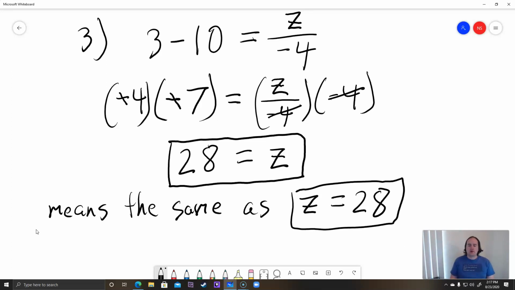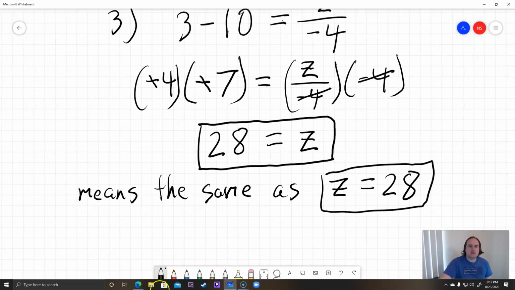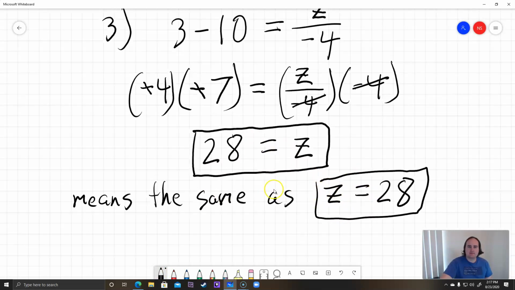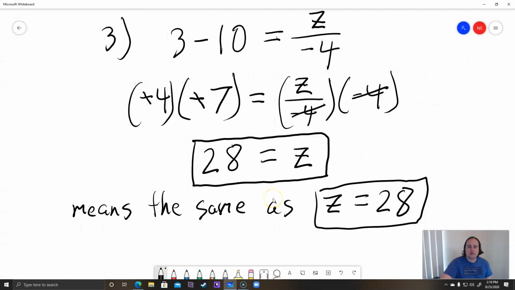When you're doing your homework, though, they're probably going to write it in the form z equals 28. It's just a convention that most people do, to write the variable on the left and the number on the right. But these two equations actually mean exactly the same thing. Okay, cool.